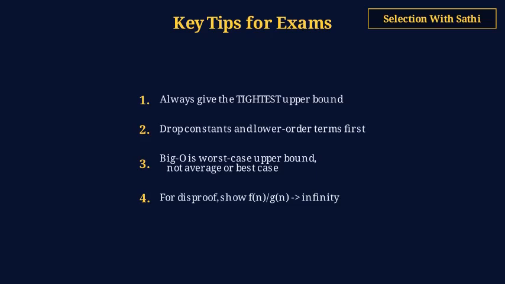Tip 3. Logarithm bases are irrelevant in big O analysis. O of log base 2 of n is the same as O of log base 10 of n because changing the base is just a constant factor. Tip 4. O of 1 does not mean exactly one operation. It means a constant number of operations, whether that's 1, 5, or even 100. Keep these 4 tips in mind and big O problems become straightforward.